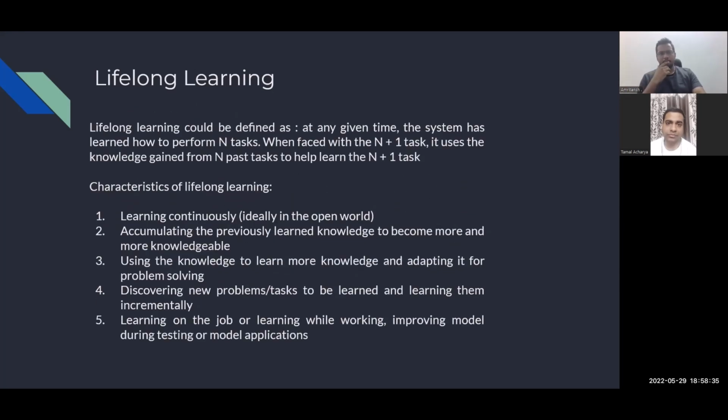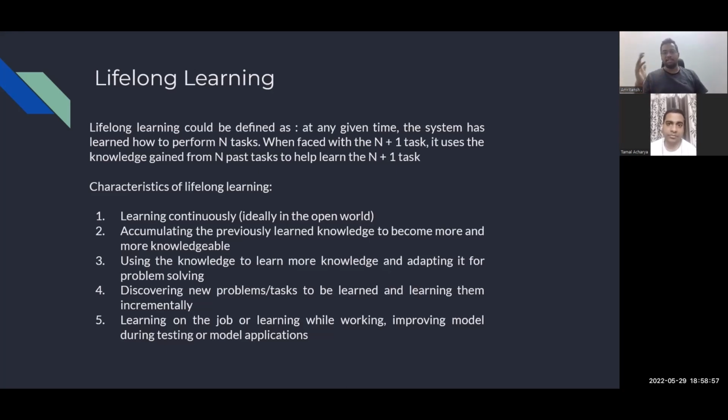Okay. How would you define lifelong learning? At any given time, the system has learned to perform n tasks, like cooking your food, washing your clothes, cleaning your homes. But there could be more tasks, right? Maybe I would have to ship this agent or actual physical robot to the supermarket to buy some groceries for me. That would be the n+1 task.